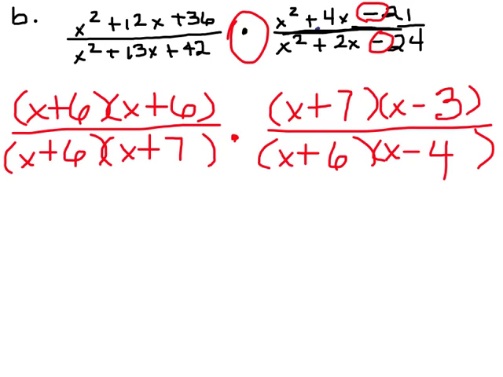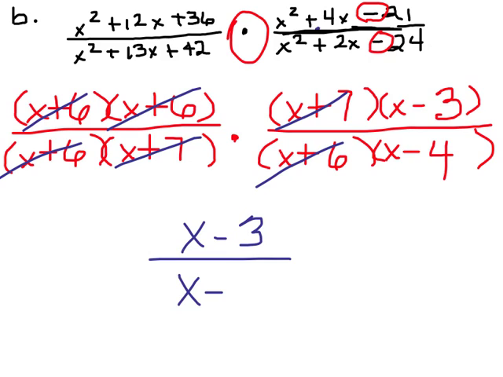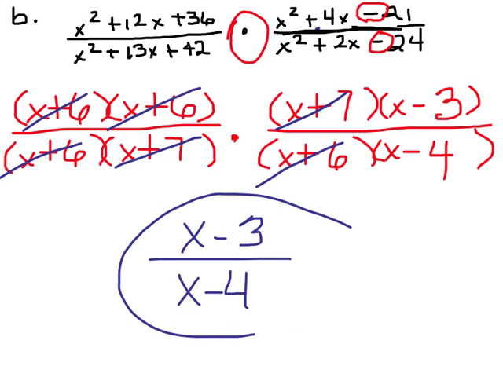Alright, so let's go through and start doing our cross-canceling. Here and here, here and here, here and here, and I'm left with x minus 3 over x minus 4, and that is all there is to it.